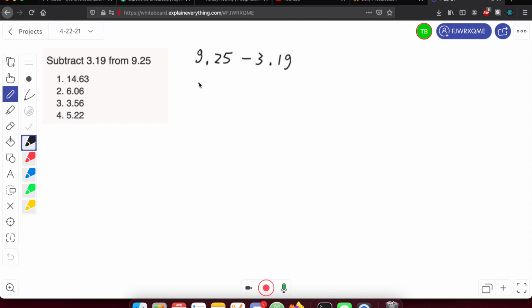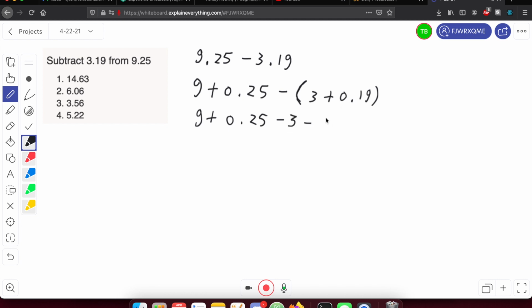So we have 9.25 is the same as 9 plus 0.25 minus, we'll write a parenthesis here, right? 3.19 is the same as 3 plus 0.19, right? Now we can rewrite this expression over here. We can rewrite this as 9 plus 0.25 minus 3 minus 0.19.